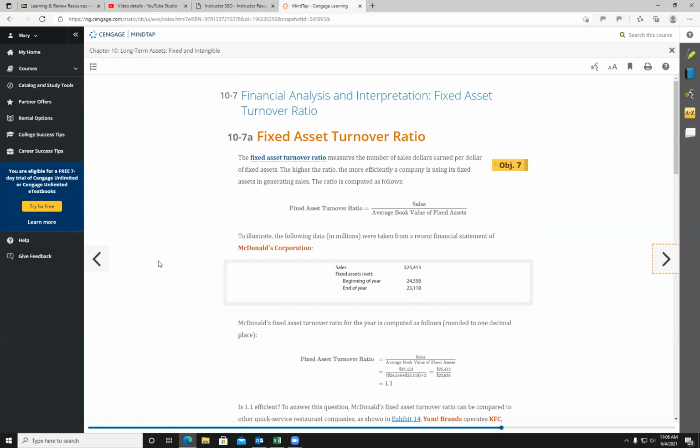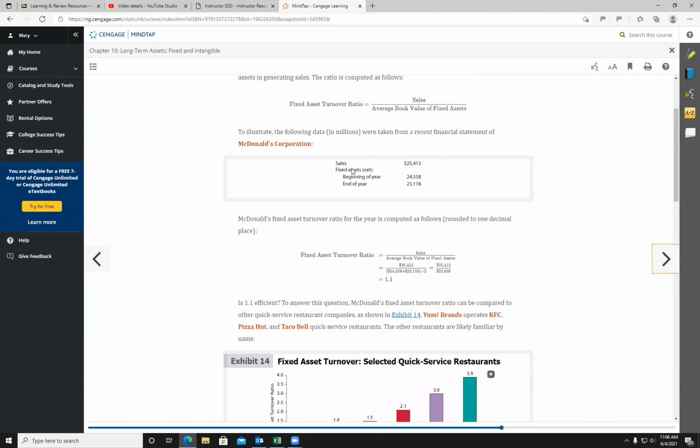So this is how you compute it. Basically you have your total sales and you divide it by the average book value of the fixed assets. Here, they're using an example of McDonald's Corporation. Their total sales was 25, this is probably in the millions, to be honest with you, 25 million 413. Then you have your fixed assets.